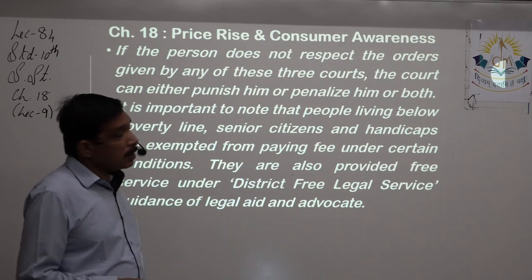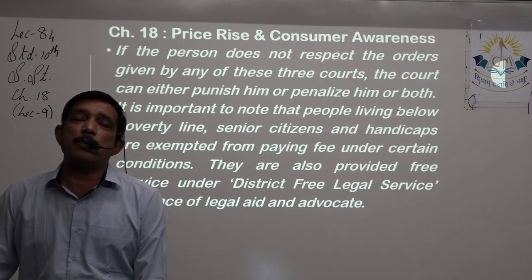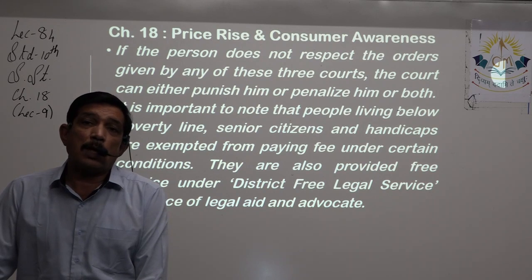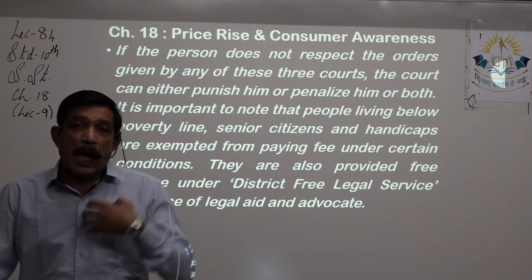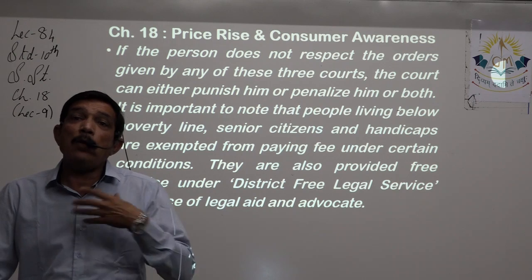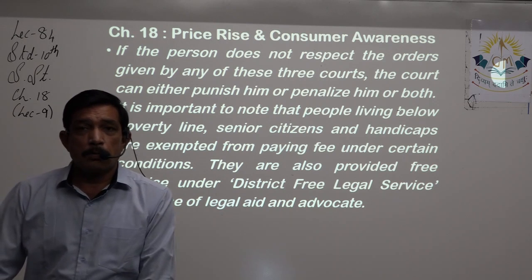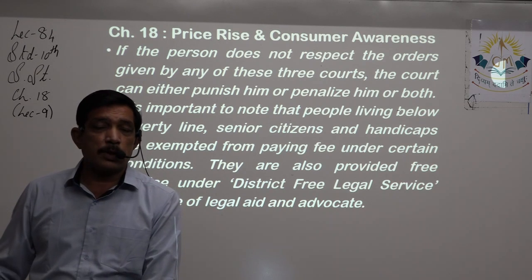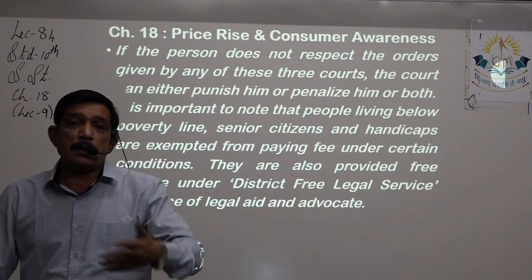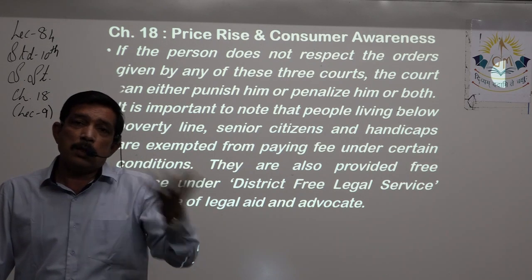If a person does not respect the orders given by any of these 3 courts, the court can either punish him or penalize him, or both. Now, whether it is the district forum, the state commission or the national commission. Yes, I am the consumer and I have filed a case against some company XYZ. Yes, I won the case. And whichever district level, state level or national commission has given a judgment against my opponent, that is the other party, that you have to pay this individual this much money.